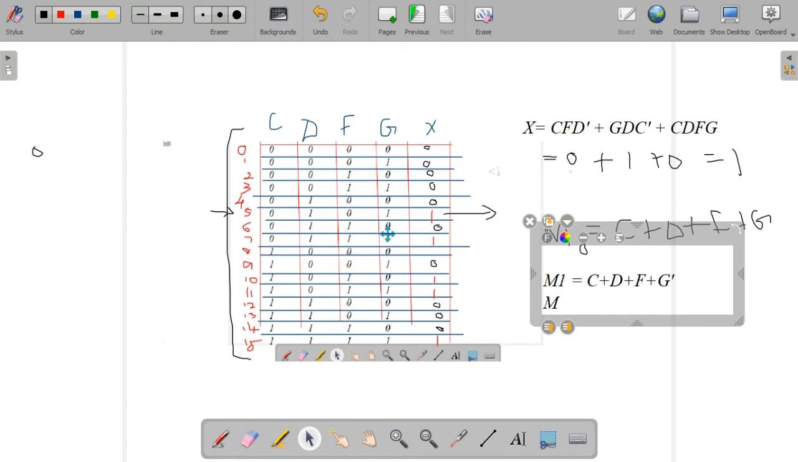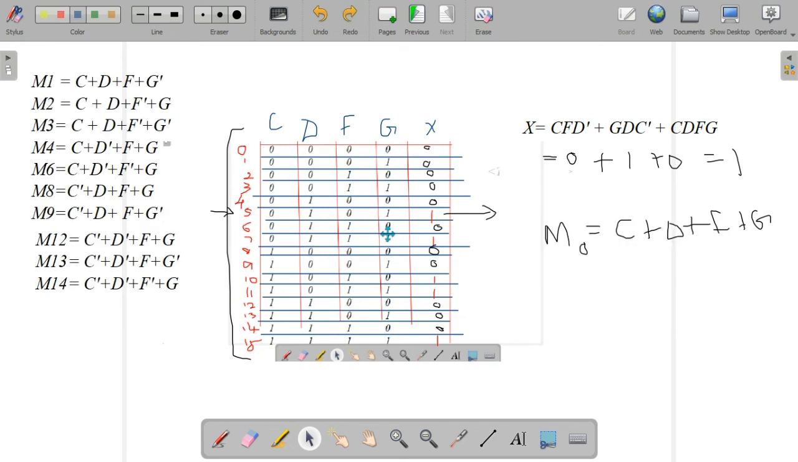Wherever in the X column, the output column, we get zeros, the corresponding max terms we have to write. That's why a max term is indicated by the capital letter M. So M2 equals, how can we write? C plus D plus F dash, only F is negated, plus G. By this way you have to write the entire set of zeros.